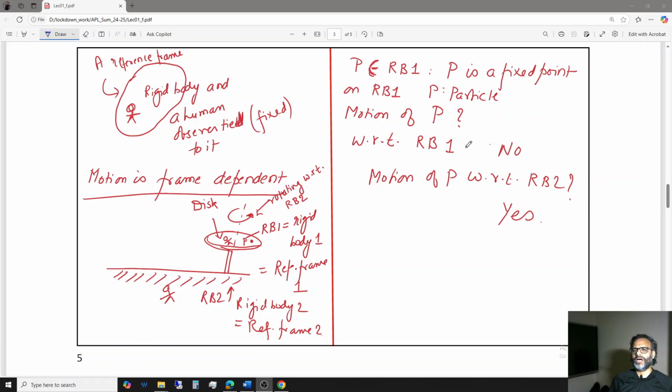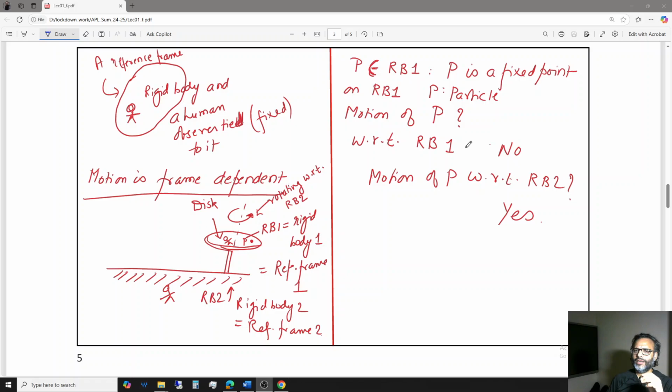There is no motion. However, the same particle P, if I ask the question, what is the motion of P with respect to RB2? The answer will be affirmative. The answer will be yes, there is motion. Now, how do we describe that motion? We will look at that later. At this point, I am only looking for a yes or no answer. For RB2, for you who is sitting on the ground, being tied to the ground, yes, P is executing a motion.